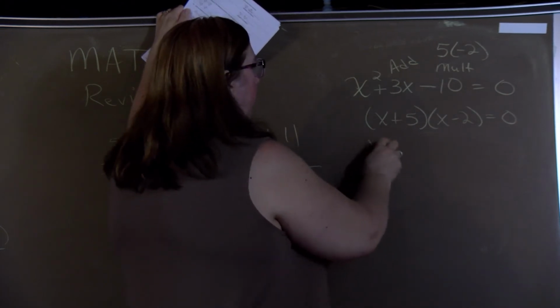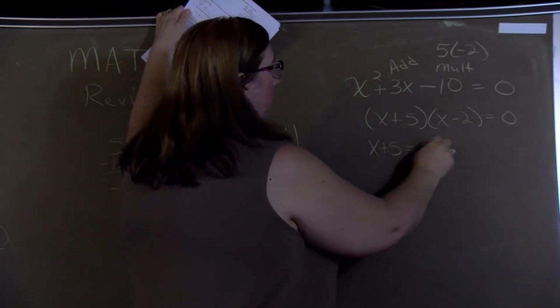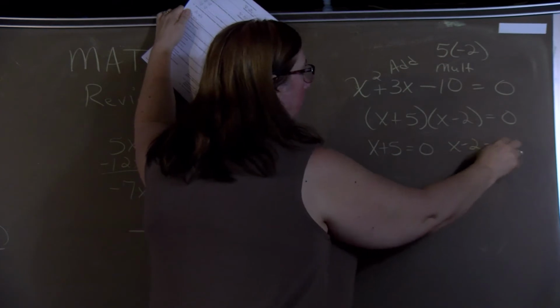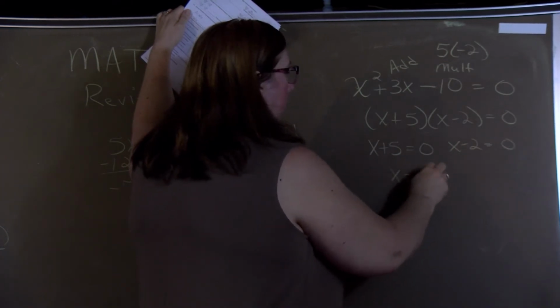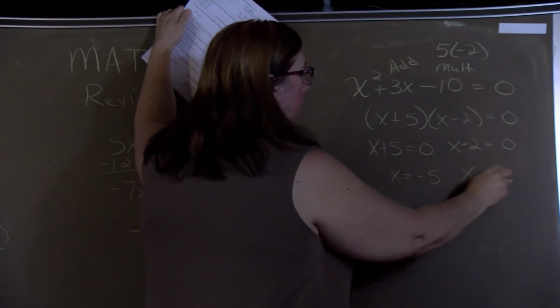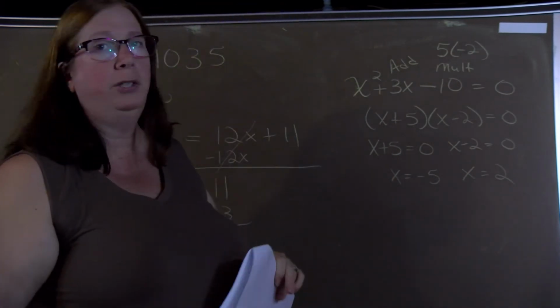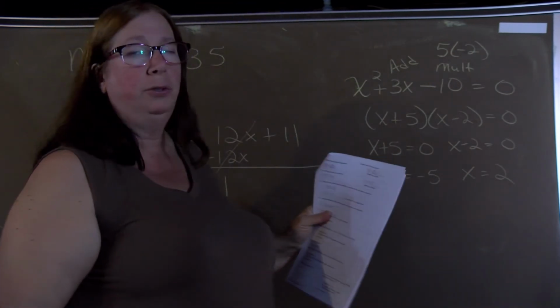Setting each of those equal to 0, we get a -5 and a 2. And so there's two solutions.